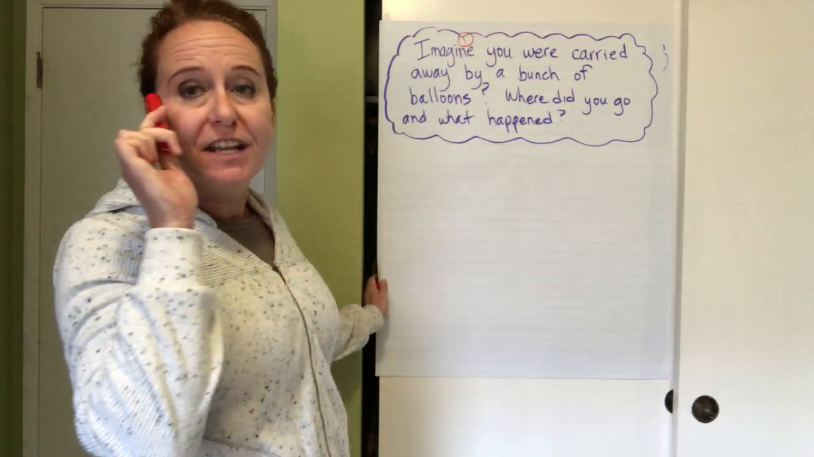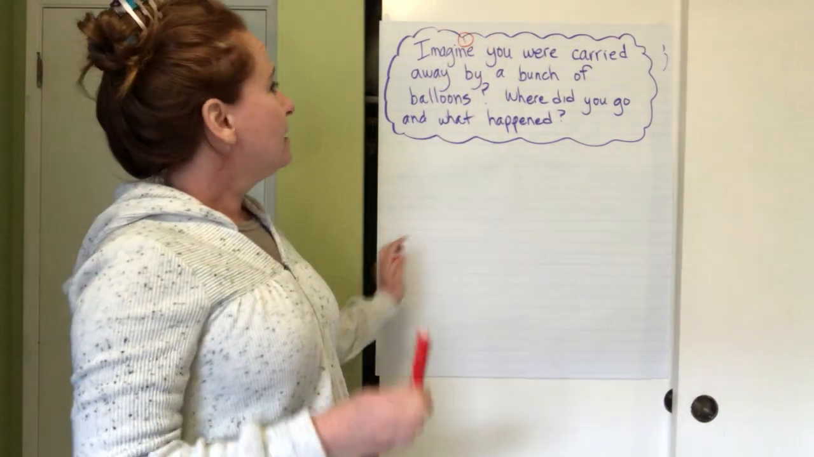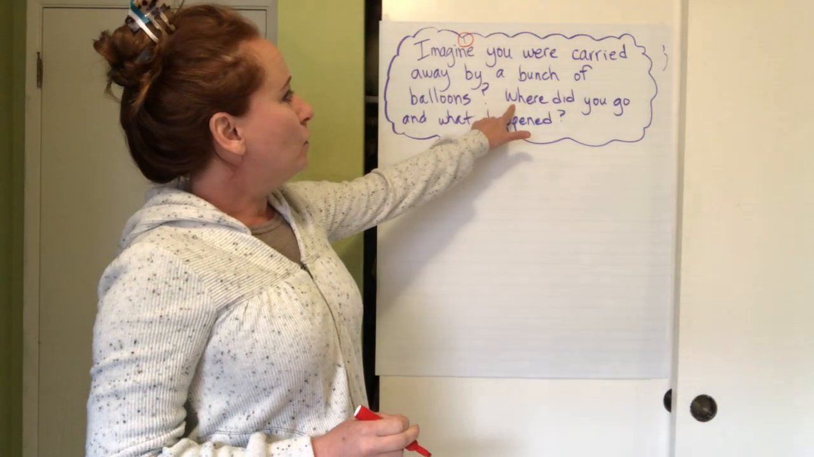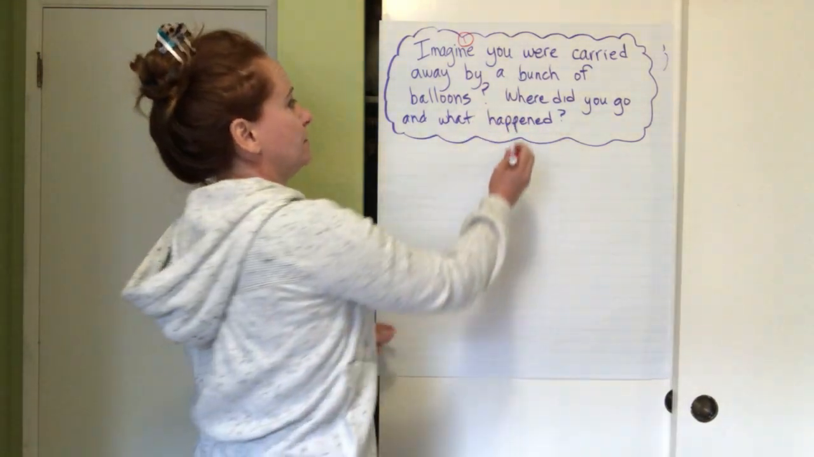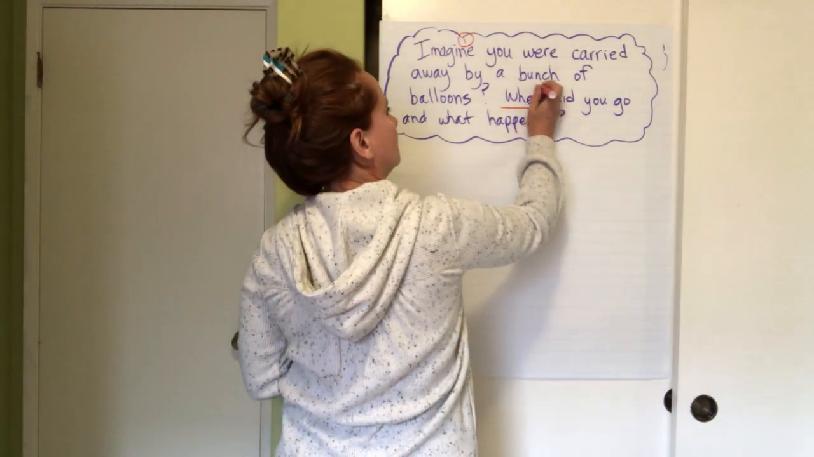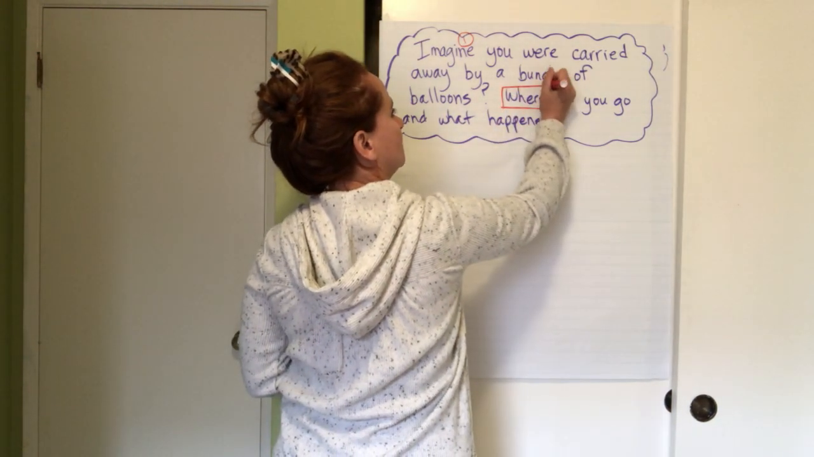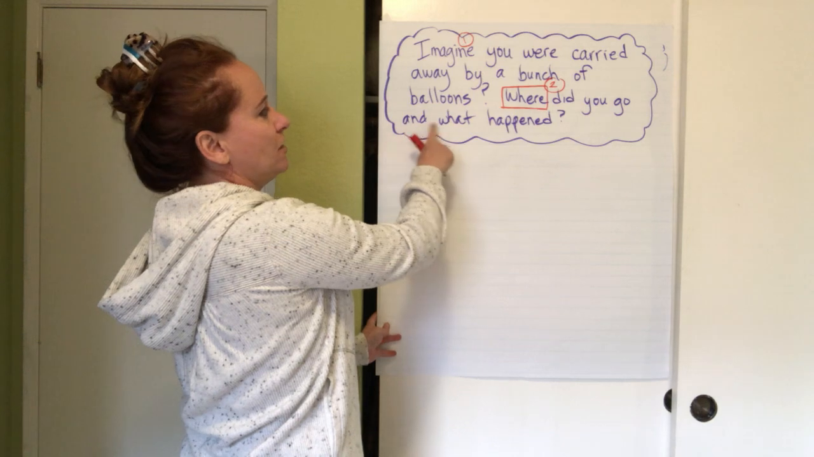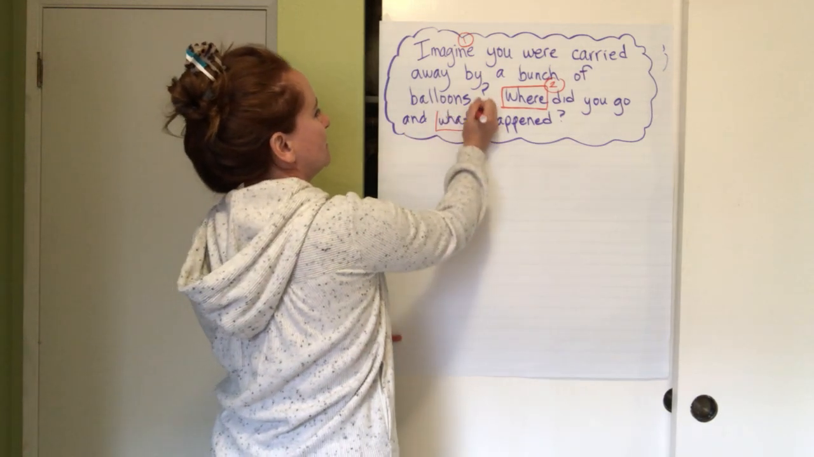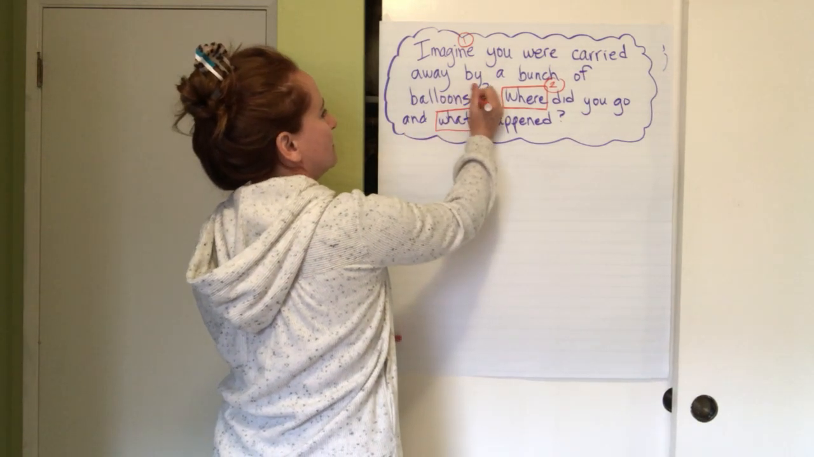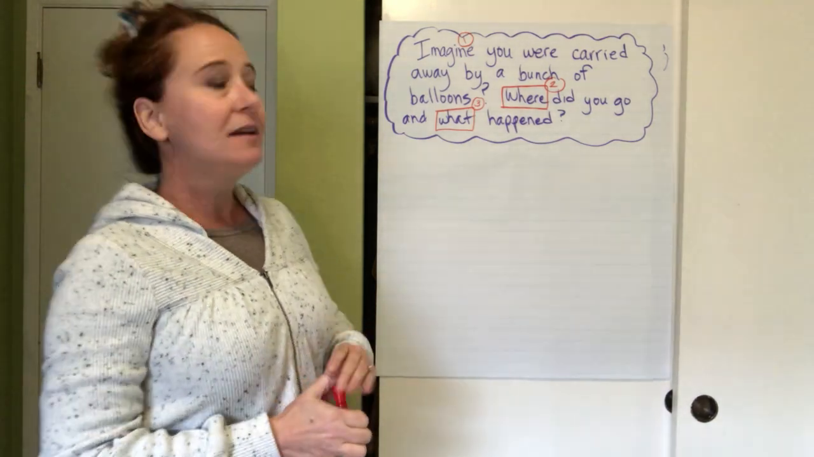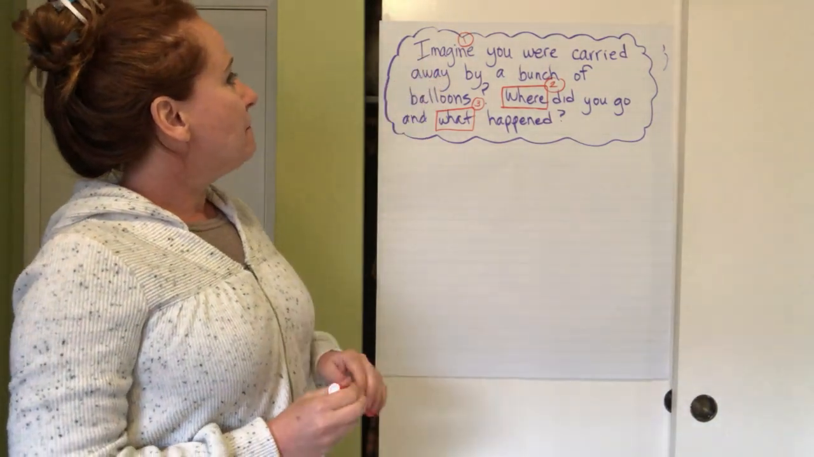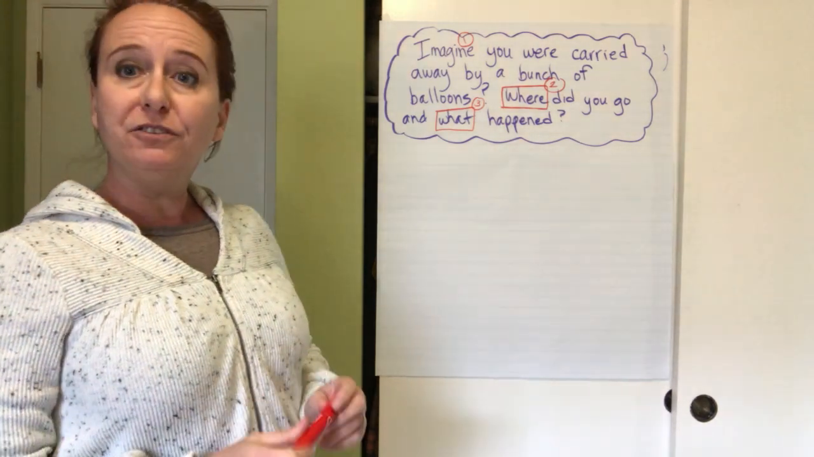Do some imagining, and we'll do some of that in a minute. And then, where did you go? So that would be a place. Where is a place word? And what happened? So we're going to take it step by step, starting with number one. Imagine you were carried away by a bunch of balloons.